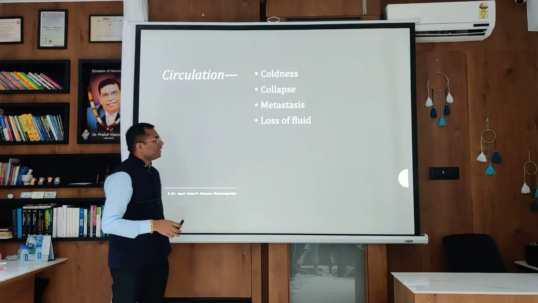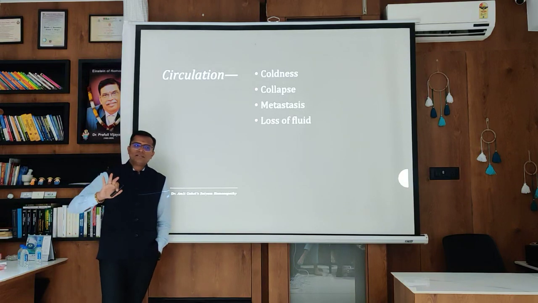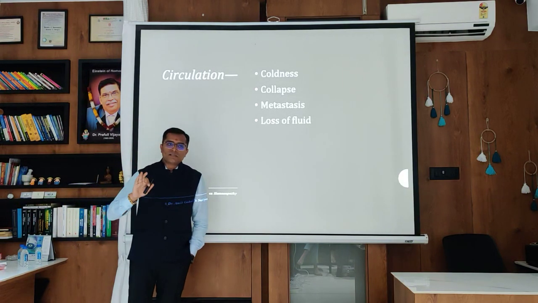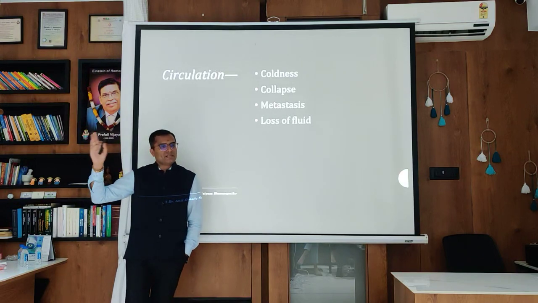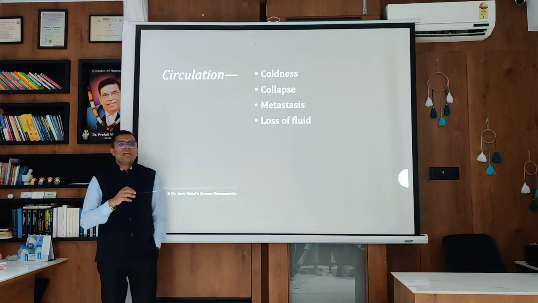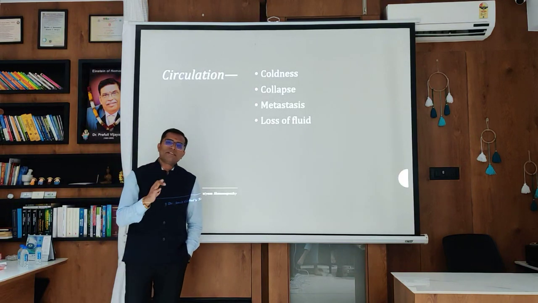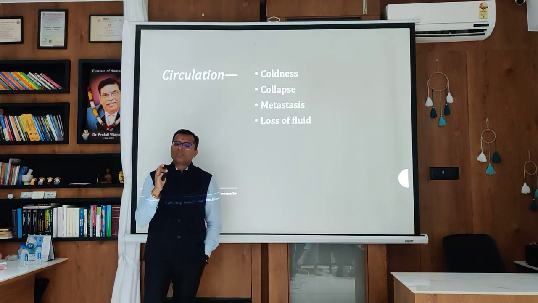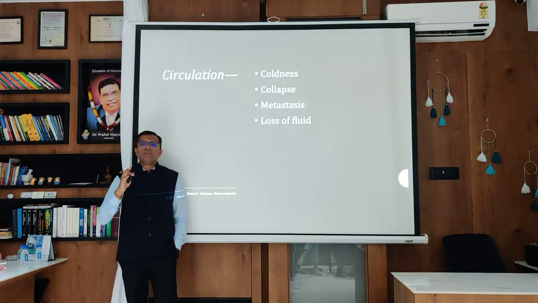Circulation. So in circulation, it produces coldness, ending up in collapse. In cancerous conditions, it produces metastatic lesions, and finally leads to loss of fluid in the form of hemorrhage. So most carbons have hemorrhage, but it is a passive hemorrhage. We have Creosote. In Creosote, insanity after hemorrhage.